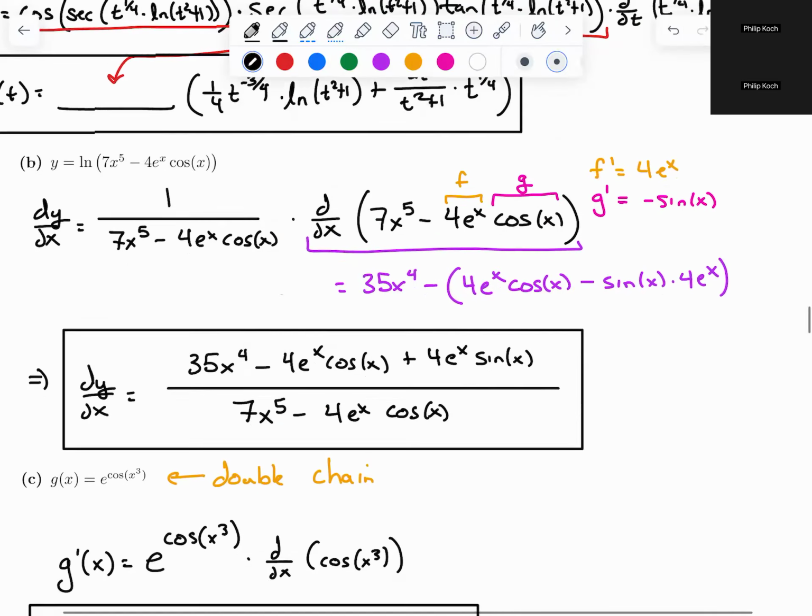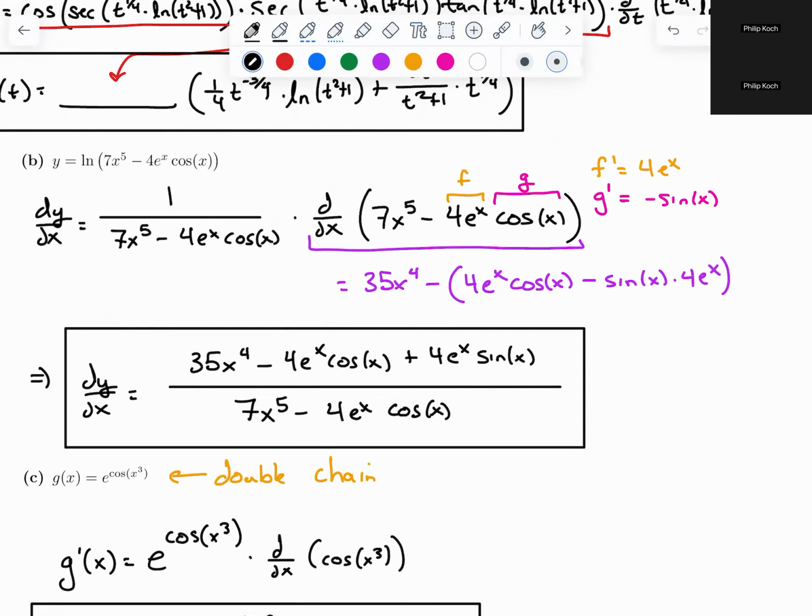Back, and so here are the answers. So the first one, the outer function is natural log. Not natural log of x, but it's natural log of 7x to the 5th minus 4e to the x cosine x. So the outer function is natural log, the inner function is 7x to the 5th minus 4e to the x cosine x. So the derivative of a natural log is 1 over x, but in this case, it's going to be 1 over the inside because it's going to be a chain rule.